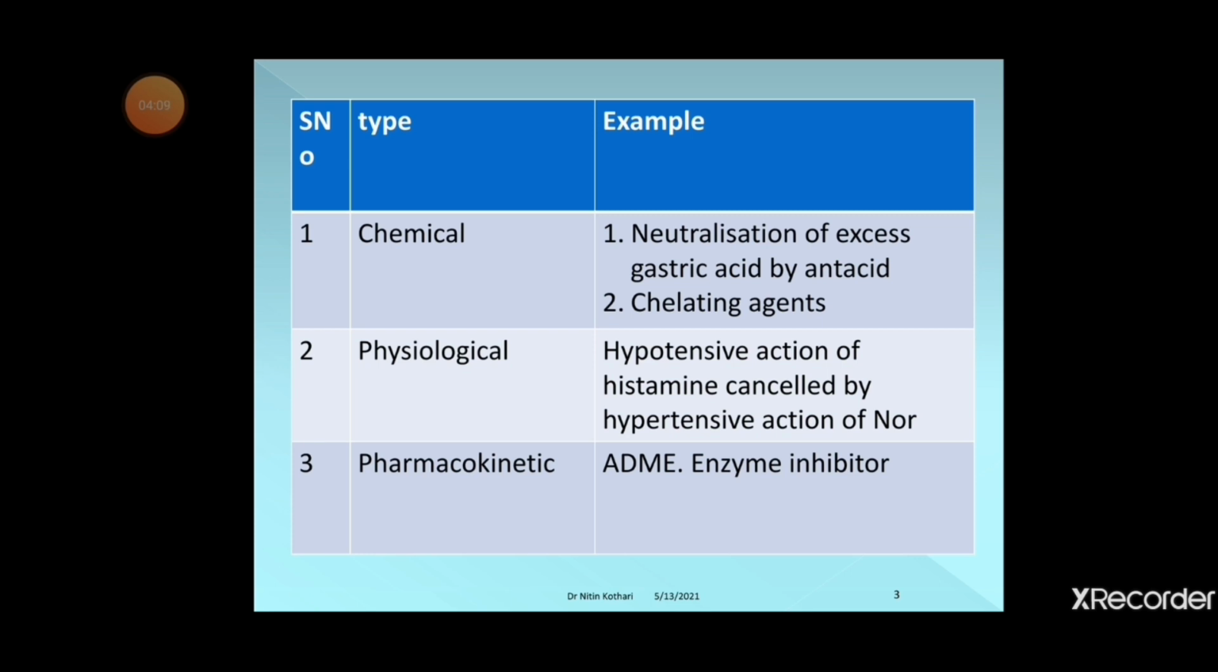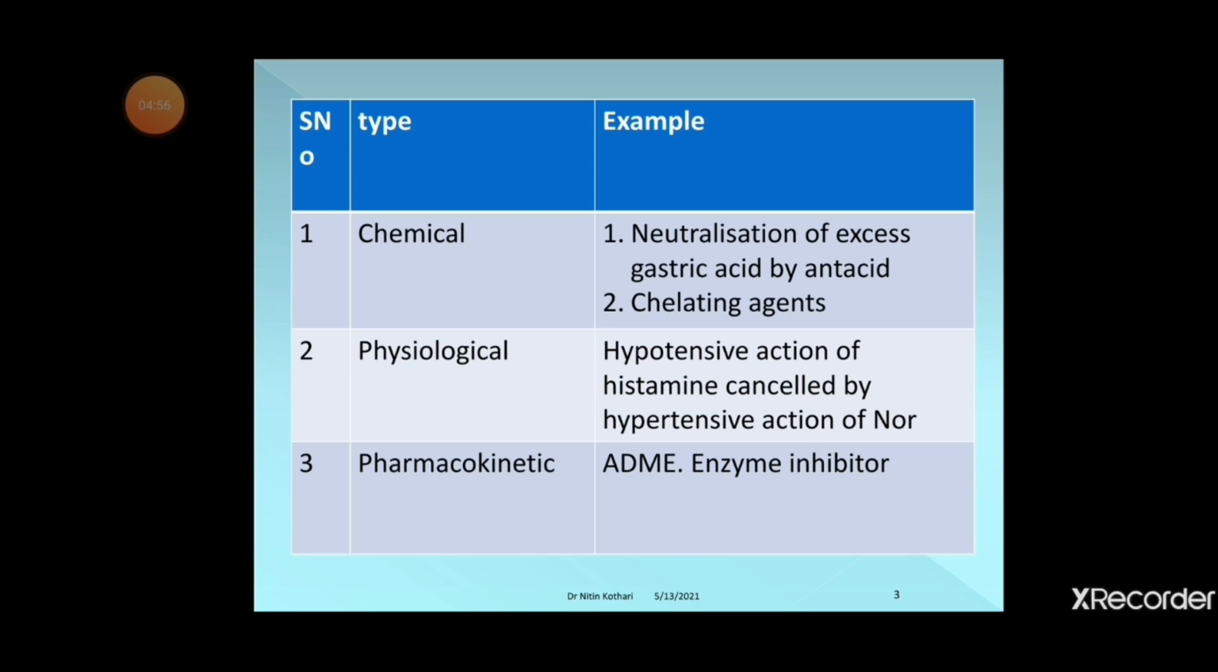This type of antagonism does not involve any receptors. Second example is chelating agent. It is also a type of chemical antagonism. When heavy metal poisoning occurs, suppose iron poisoning occurs, desferoxamine is given that binds to iron and forms a chemical compound which is the chelated product. This is chemical antagonism.